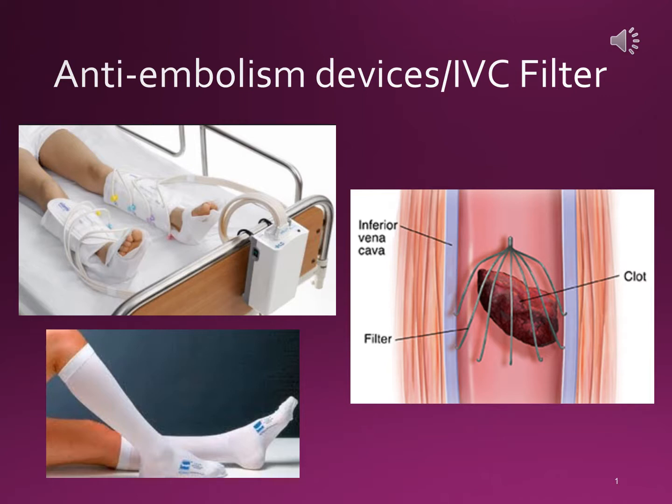An IVC filter, as I mentioned, sort of looks like a little upside down umbrella. They put it in the inferior vena cava, and the theory is it will filter out those clots. It's implanted by interventional radiologists or a vascular surgeon, and the sole purpose of its existence is to prevent pulmonary embolus.